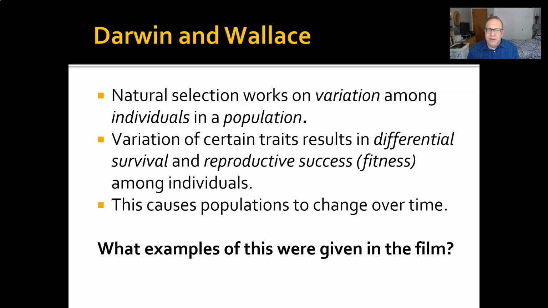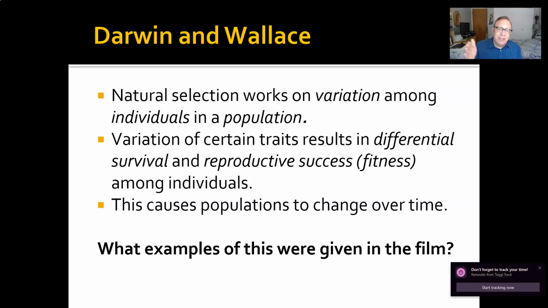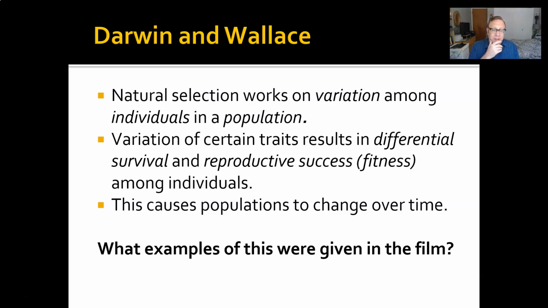Natural selection works on variation among individuals in a population. We're going to come to this later in the semester. Natural selection works on individuals. Evolution is a property of populations. Variation of certain traits results in differential survival and reproductive success. We call reproductive success fitness among individuals. And this causes populations to change over time. So in the film, what examples did they give of this? Take a minute to think and reflect back on that.